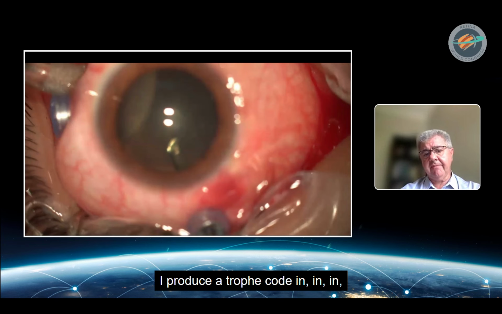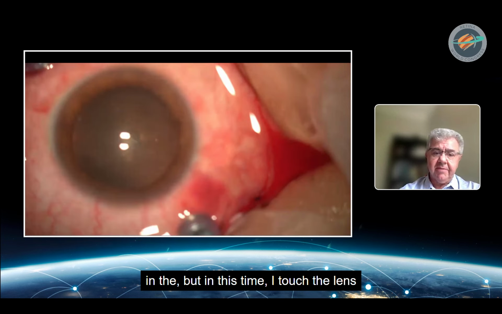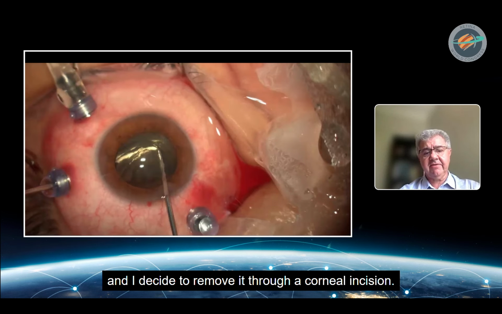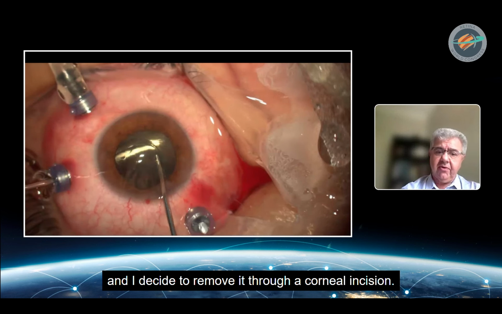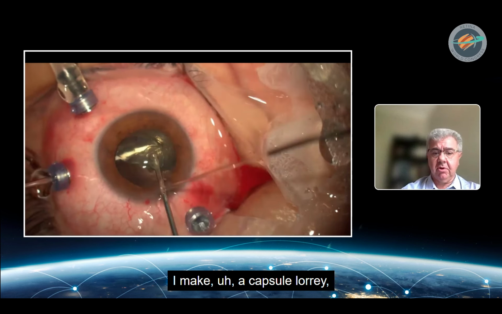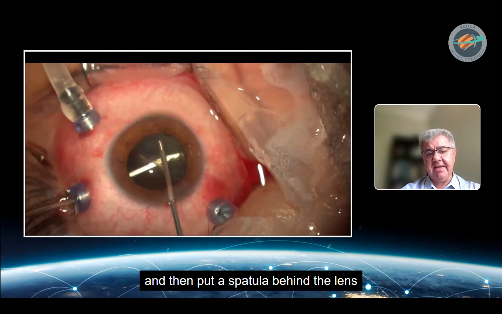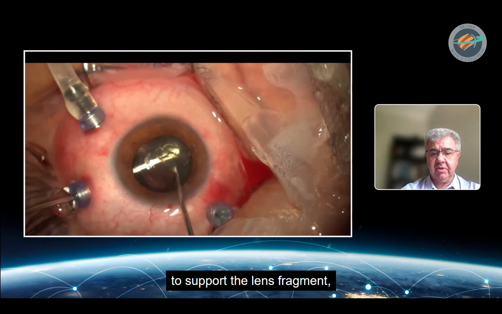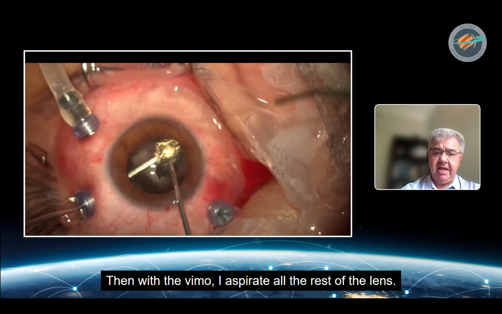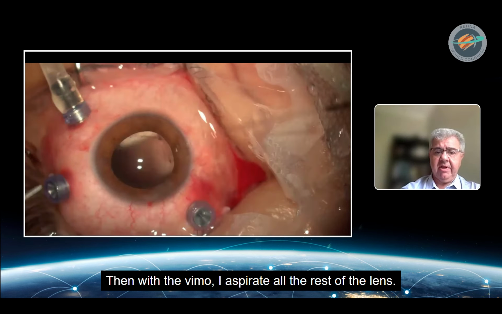I produce an iatrogenic cone in the periphery. But at this time, I touch the lens and I decide to remove it through a corneal incision. I make a capsulorhexis and then put a spatula behind the lens to support the lens fragments dropped into the vitreous cavity. Then, with the vitrectomy, I aspirate all the rest of the lens.